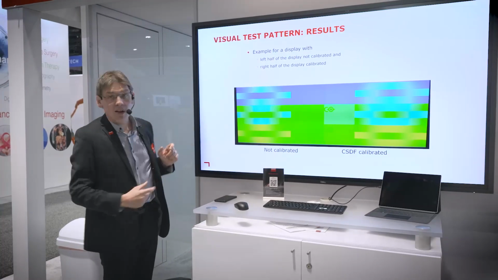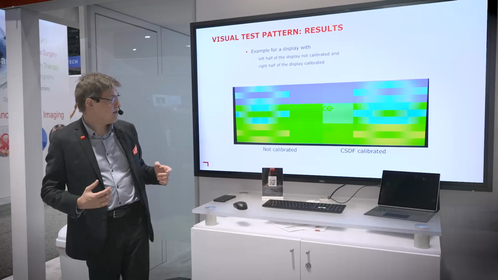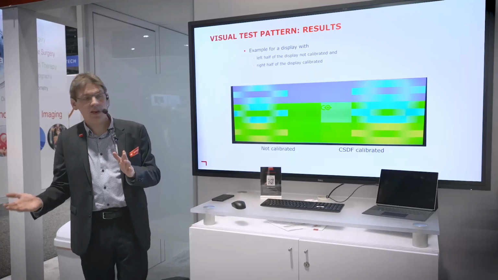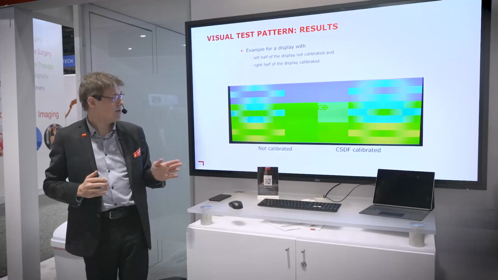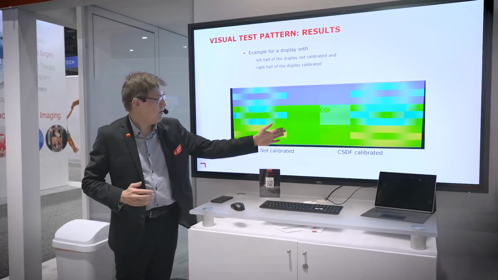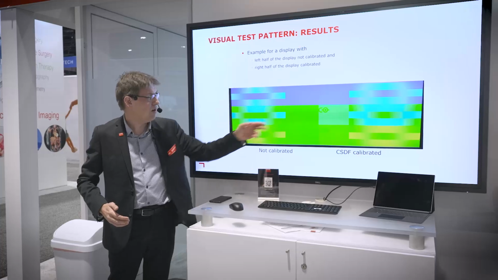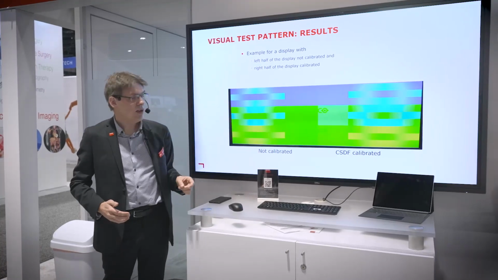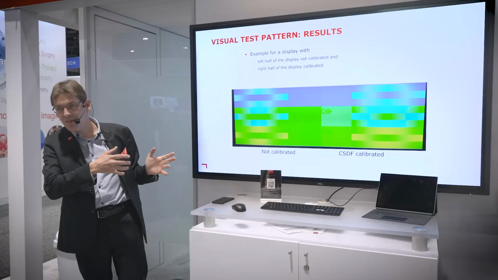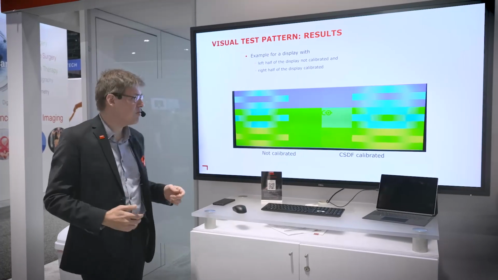This is a photograph that I took of a real display system where the right half was calibrated, the left half was not calibrated. And you can see on the left half, nothing visible. On the right half, you see the targets. Well, of course, we're looking at a lot of displays here, so that's the reason why you do not see all of them.